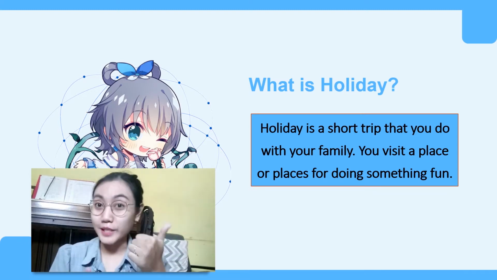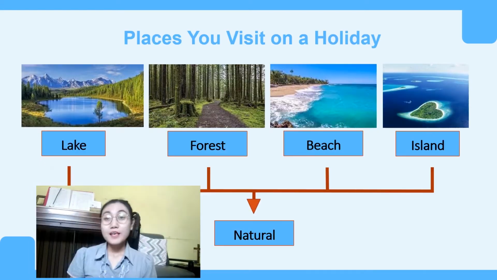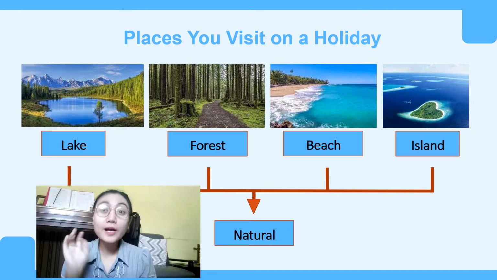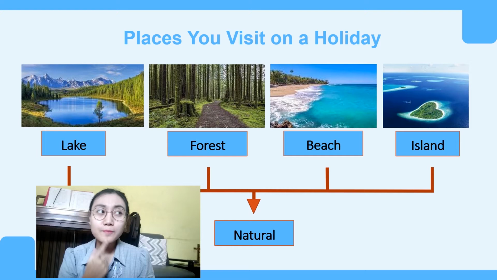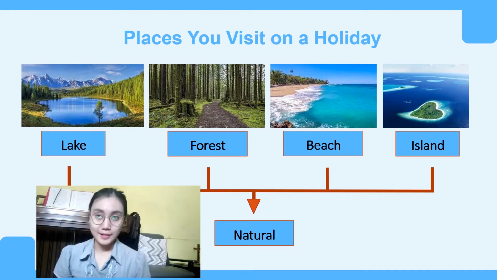We visit a place or places for doing something fun. The places that we visit on a holiday can be natural or man-made. There are natural places like lake, forest, beach, and island. It can be mountain or mountains. Mountain means gunung and mountains means pegunungan.